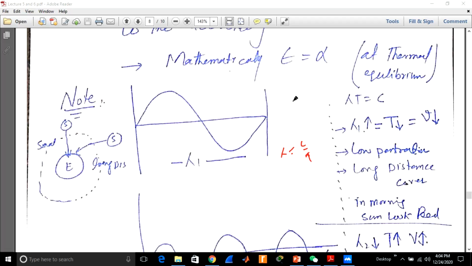And what is the relation between F and lambda? F is equal to C by lambda. C is equal to F lambda. Do you know this equation? Speed must be equal to the product of frequency and wavelength. So from this we see C divided by lambda. So if lambda increases, the frequency will decrease. So if lambda increases, the temperature will decrease, and this shows nu. This nu means frequency. So the frequency will decrease, and this is called low penetration. And it will cover a long distance.